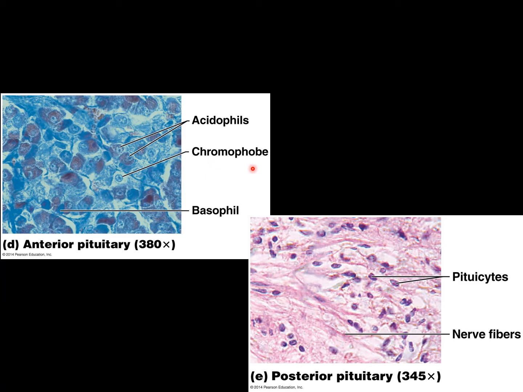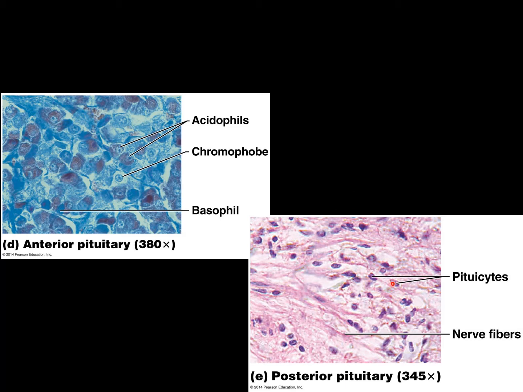The chromophobes are the 3rd group of cells. They are not directly involved in hormone production. They are supportive cells, and they are called chromophobes because they do not take stain well. So the term chromophobe means afraid of color.